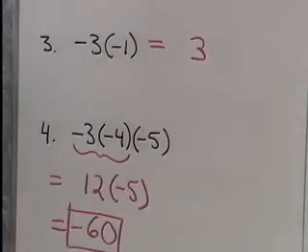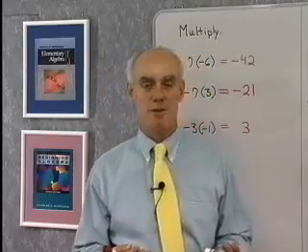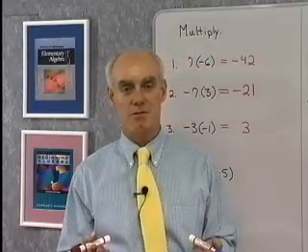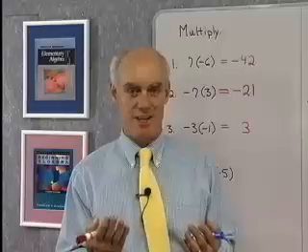So that rule for multiplication with positive and negative numbers is really pretty simple. We just multiply absolute values. If the original two numbers had different signs, that answer is negative. If the original two numbers have the same sign, the answer is positive.